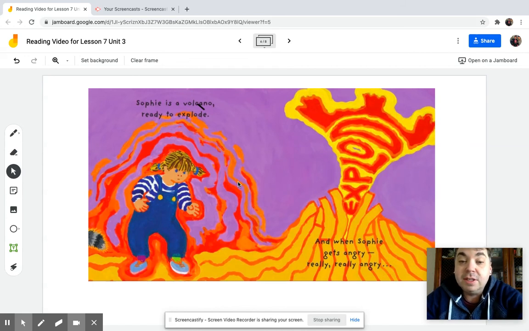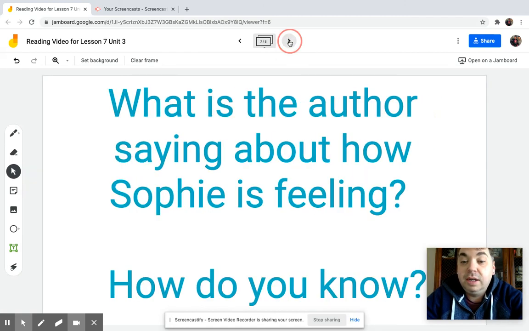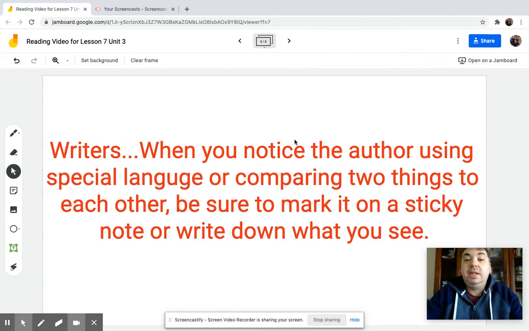So comparing this little angry girl to a volcano is a great way of showing you how angry she is. Now she's about to explode with anger all over the place. That's another great example of using comparisons in your own reading. What I want you to think about today is, what do you do? So I want you to notice when the author of a book you're reading is using special language or comparing two things to each other. And be sure to mark that down on a sticky note or write down what you see, and you can share it with your teachers on Seesaw.